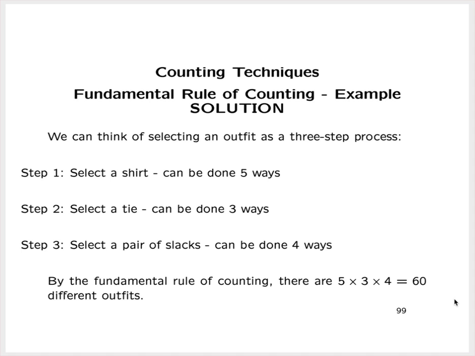And so by the fundamental rule of counting, the number of different outfits is equal to the product of the number of ways that each of these 3 steps can be performed. So 5 times 3 times 4, or 60 different outfits. And so that mathematician can go for about 2 months and never wear the same outfit more than once.